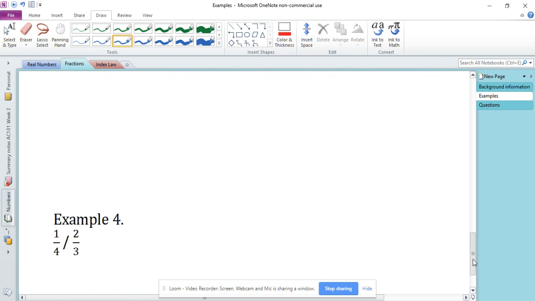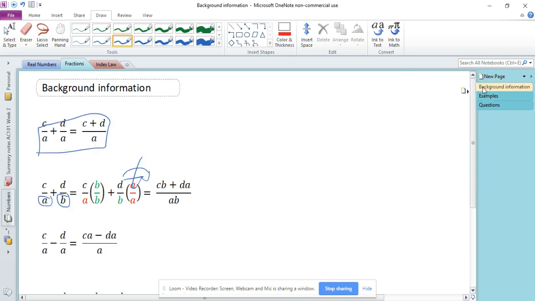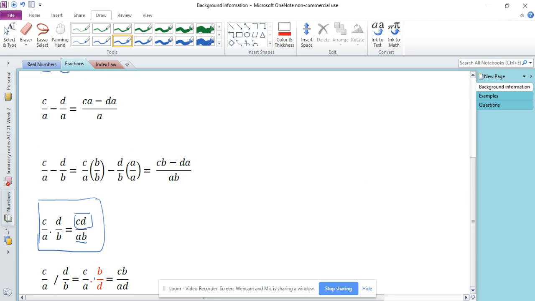Okay. The last example here, example 4: 1 over 4 divided by 2 over 3. If it's a division case, you need to do something first. What should you do? First of all, change the sign from division to multiplication, and then flip the second fraction's top and bottom.